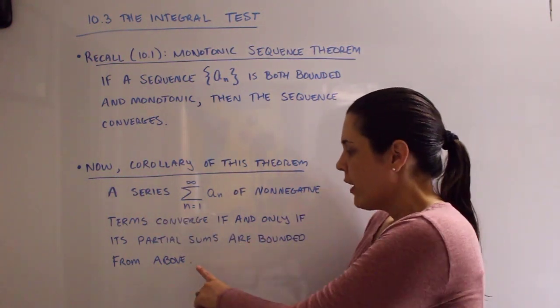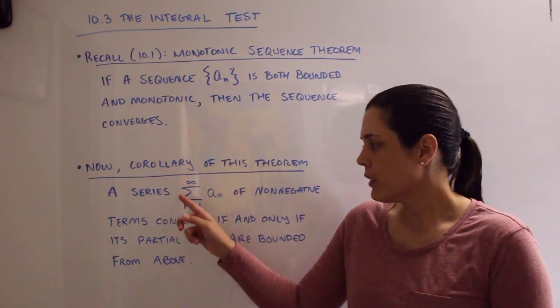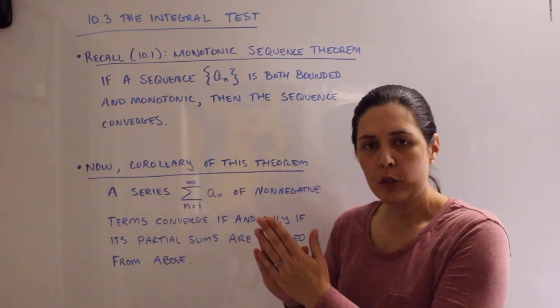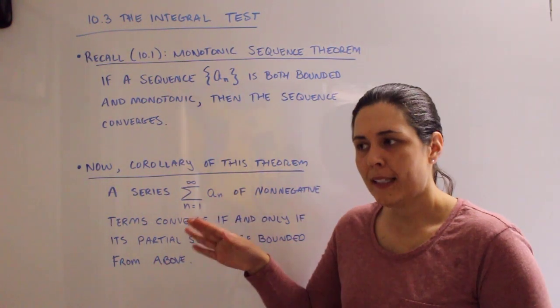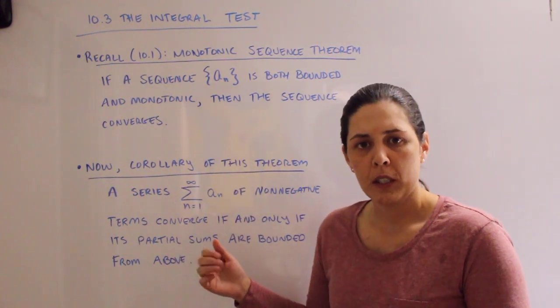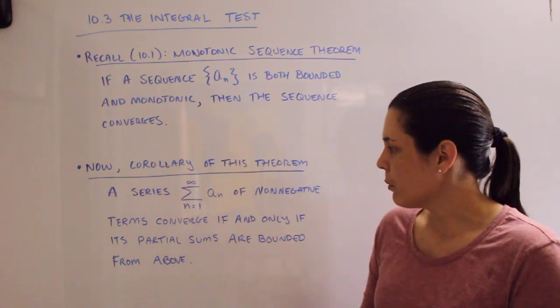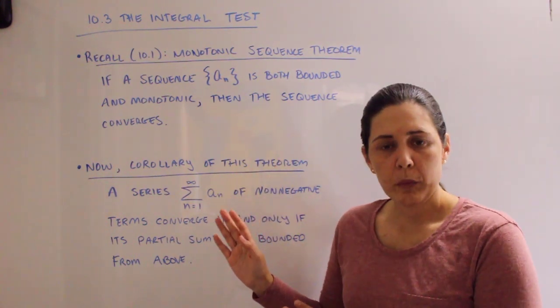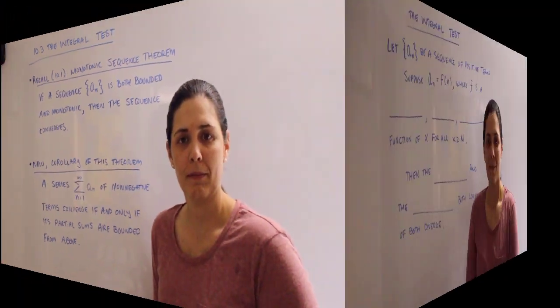Now, partial sums, quick reminder about that. That's when you start adding the terms of the sequence, but you stop at some n value. So if you add the first 4 terms, that would be the fourth partial sum. So all of them are bounded from above. I just wanted to show you these two because they lead into what we're going to go over right now, which is the integral test.